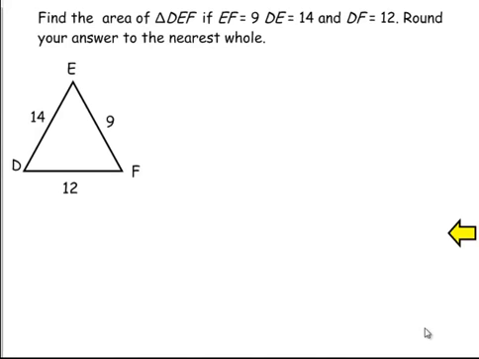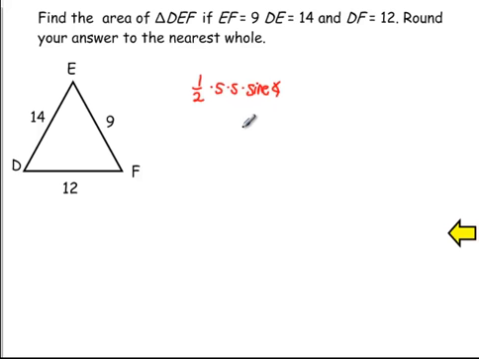Our last problem. A little different. Don't fast forward this. Find the area of triangle DEF. If EF equals 9, DE equals 14, and DF equals 12. Round your answer to the nearest whole. Okay. Seems pretty easy. The area of my triangle is 1/2 side times side times sine of included angle. I don't have an angle.